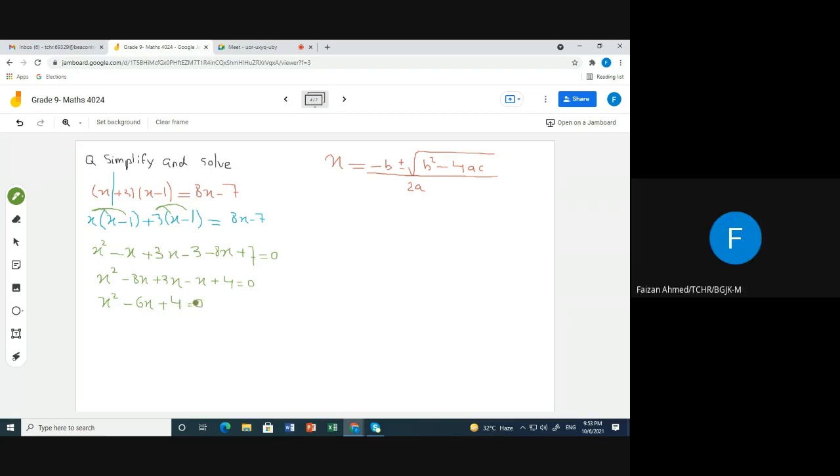Since we have to apply the quadratic formula now, so what we will do, we will just write the values of a, b and c. The value of a is 1, the value of b is minus 6, and the value of c is plus 4. So just write the formula. Formula लिखा हुआ है, just add the values.